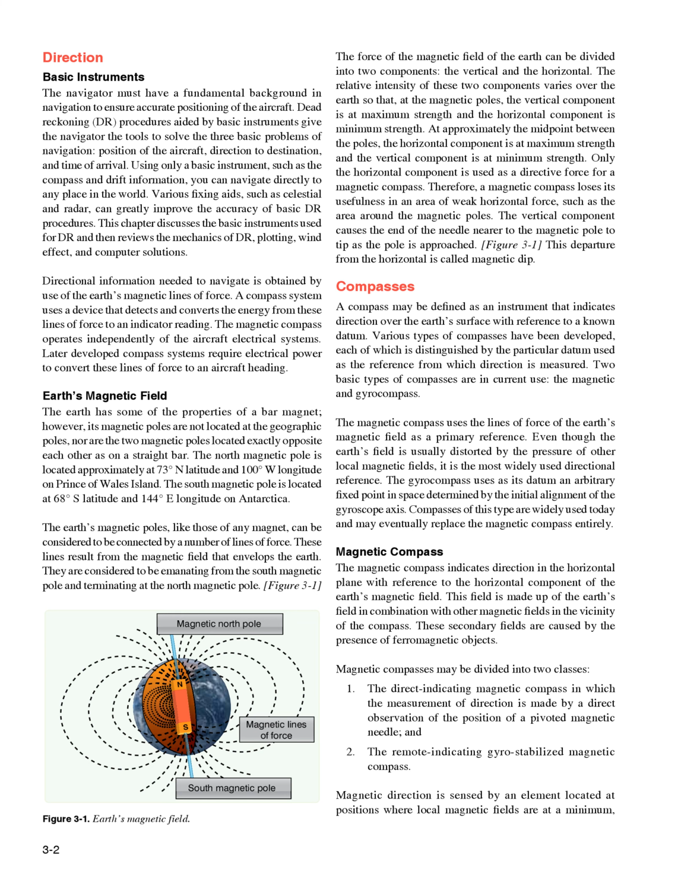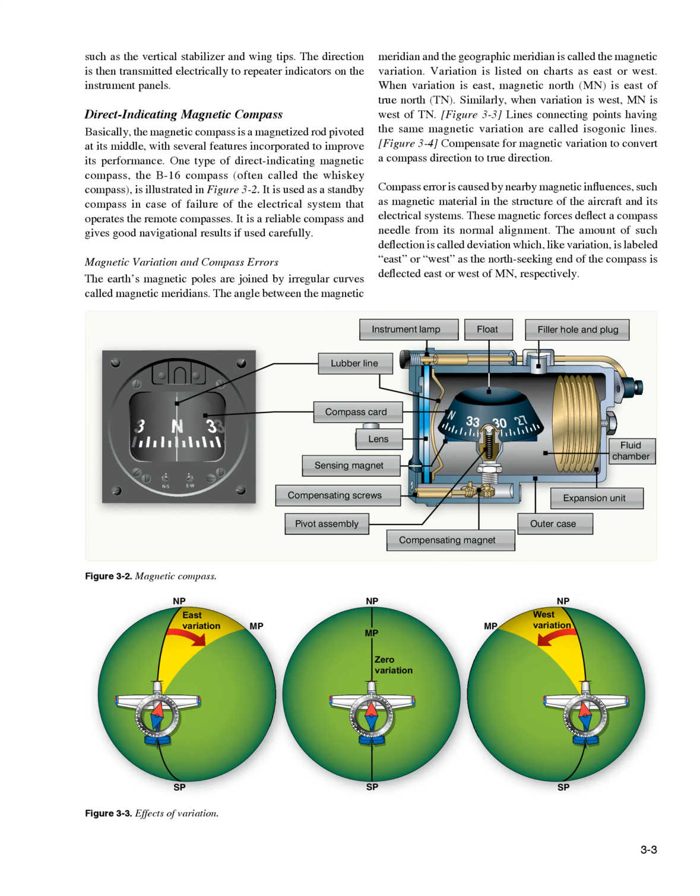The remote indicating gyro-stabilized magnetic compass. Magnetic direction is sensed by an element located at positions where local magnetic fields are at a minimum, the Earth's magnetic field compared to a bar magnet, such as the vertical stabilizer and wingtips. The direction is then transmitted electrically to repeater indicators on the instrument panels.